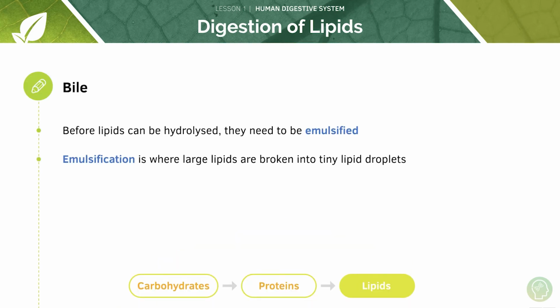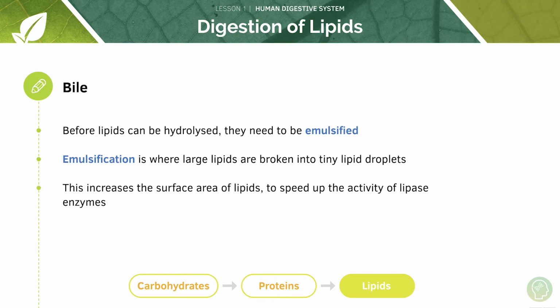So these 2 points here are really, really important for you to remember. But the whole reason that this is really crucial is that this breaking down of the large lipids into tiny lipid droplets increases the surface area of lipids in order to speed up the activity of lipase enzymes.